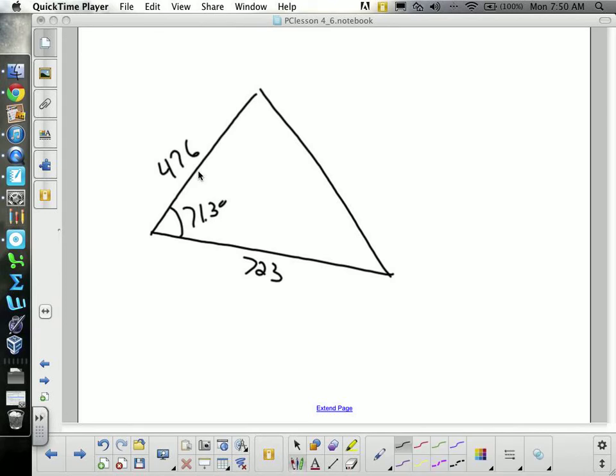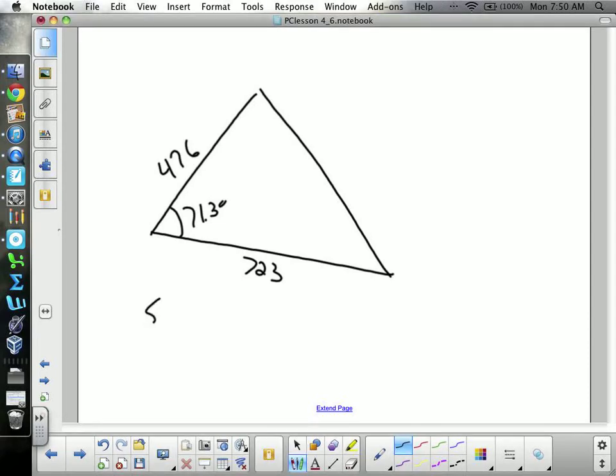It does fit right into our formula, 1/2 AB sine C. So 1/2 times 476 times 723 times the sine of 71.3. All right, so let's plug that in. 0.5 times 476 times 723 times sine 71.3.